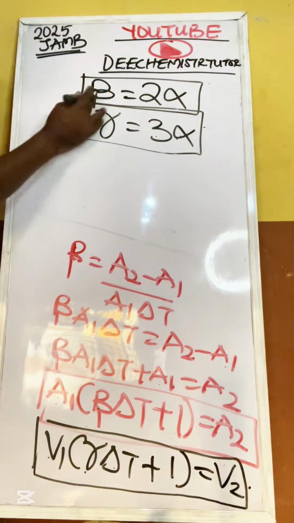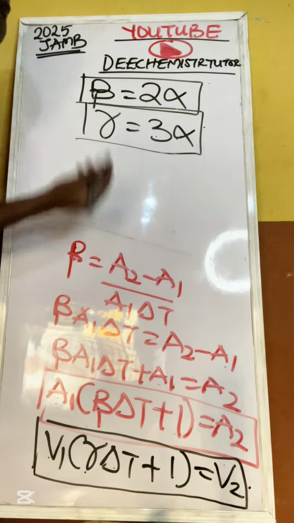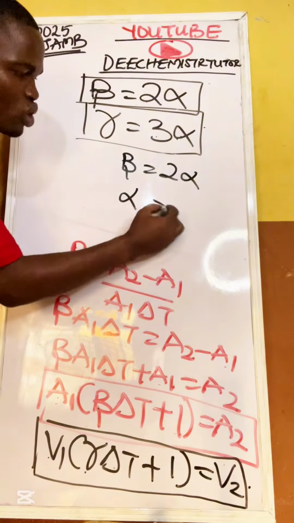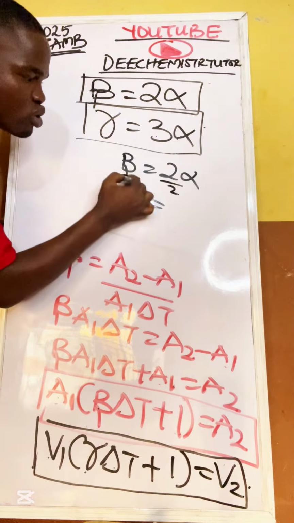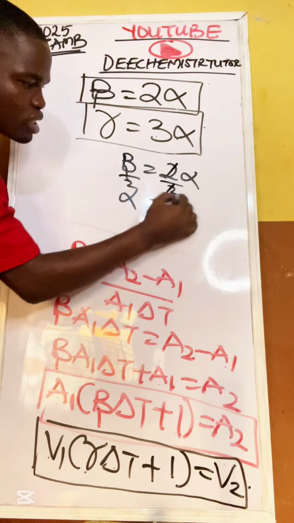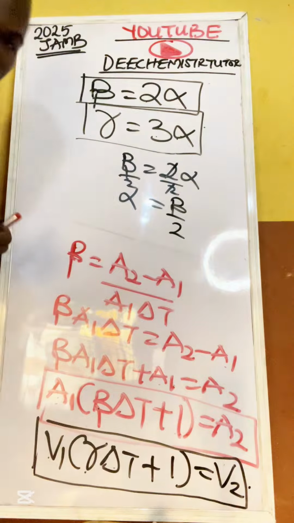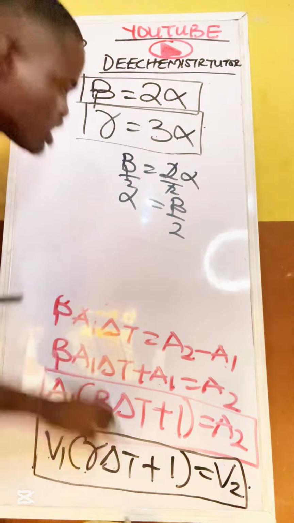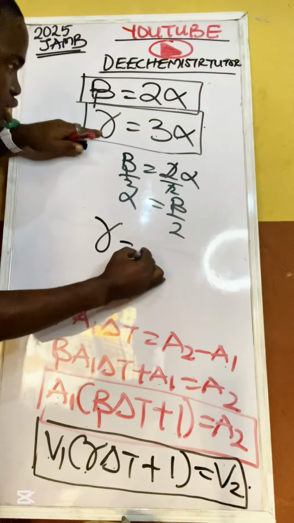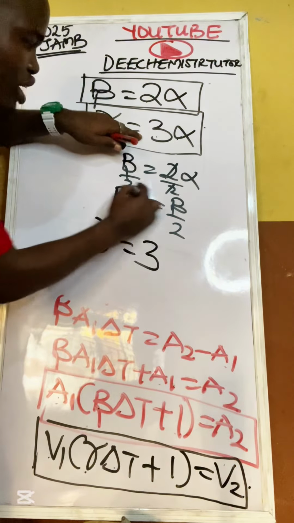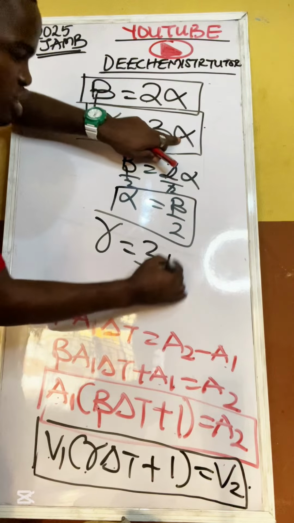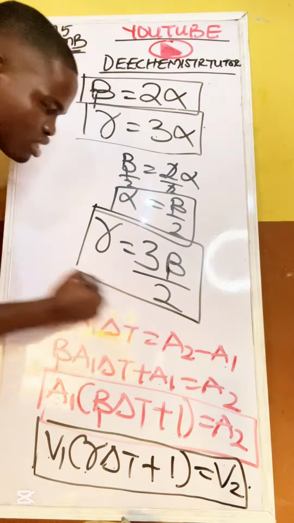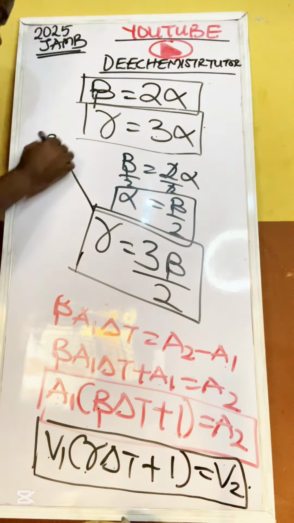Since I already know that beta is 2 alpha, I can know alpha now. Since beta is 2 alpha, definitely alpha is what? Divide both sides by 2, so this one will cancel. Then alpha is beta over 2, right? Since I know that alpha is beta over 2, I can say gamma is 3 alpha. Now, since I've gotten my alpha to be this, I can substitute it here: beta over 2. So gamma is 3 beta over 2. This is the answer. It's a JAMB question.